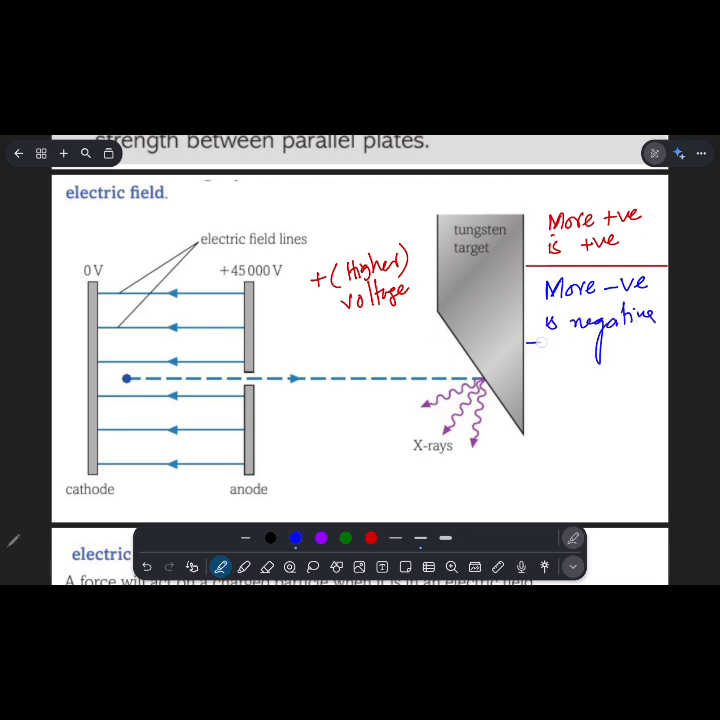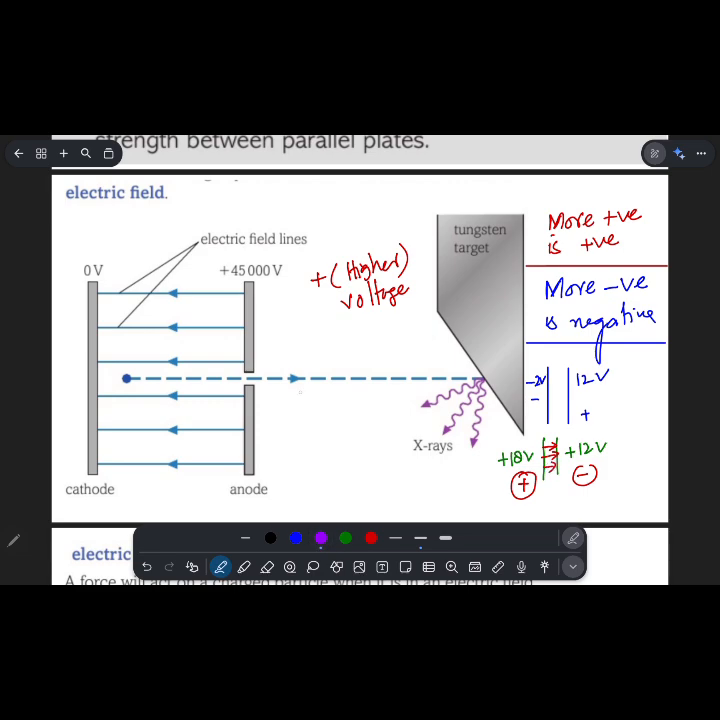I will explain that in detail, don't worry. If I have two plates, one plate is 12 volts, let's say, and the other is minus 2 volts. This will be considered positive and this will be considered negative. But if I have two plates, one positive 12 volts and the second positive 18 volts, then this is considered positive and this is considered negative. So electric field lines will go from more positive to less positive.